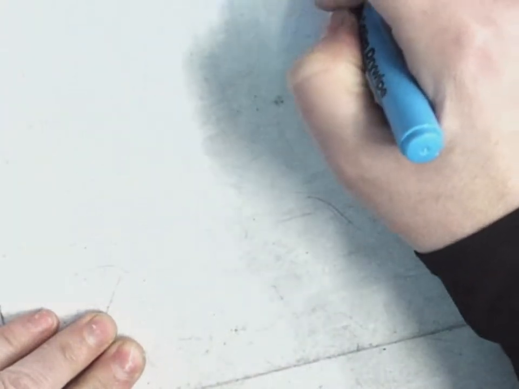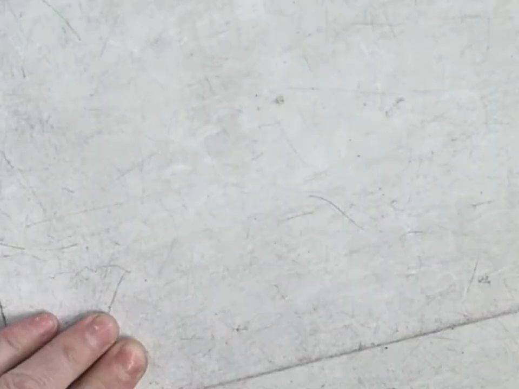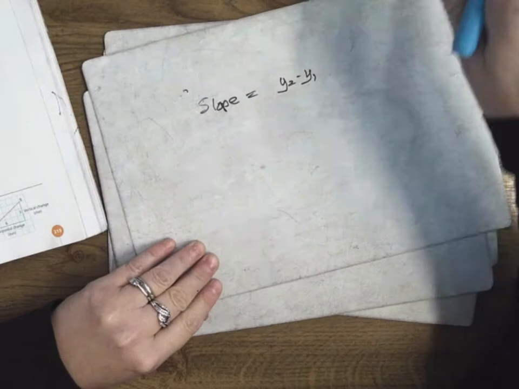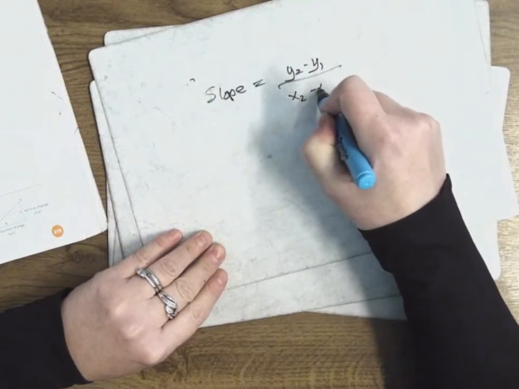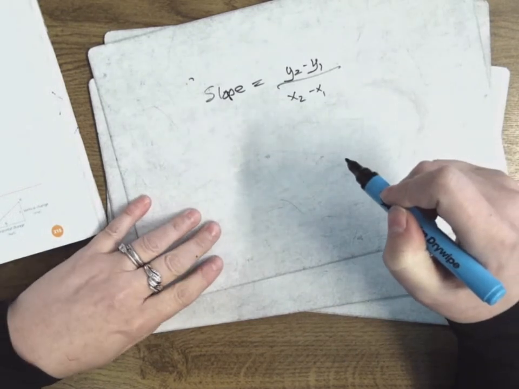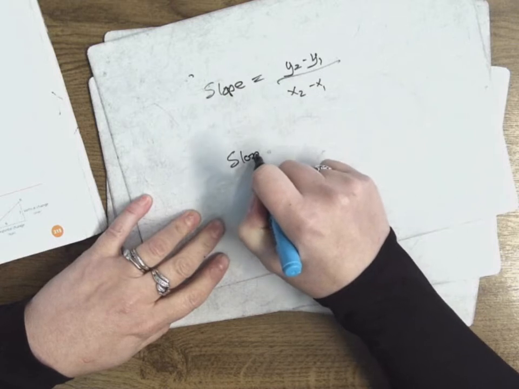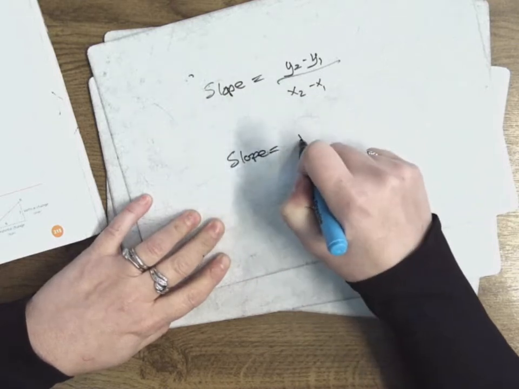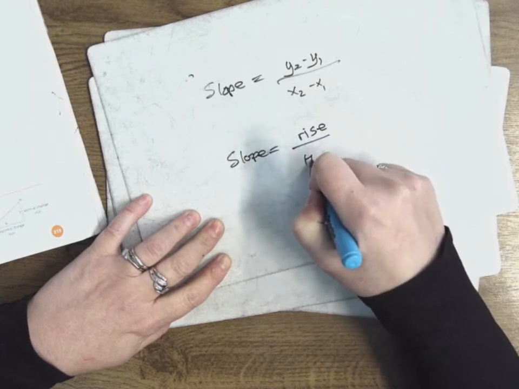It's y2 minus y1. Sorry. Now that's the formula, right? So you can use that if you have 2 points, right? Okay. So if you have 2 points, you can use that, right? There's also a slope formula that you need to remember, girls, and it's called rise over run, right?